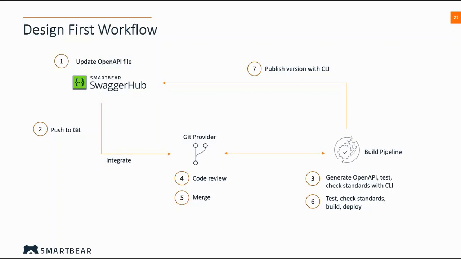At that point, you may run some tests. You may check standardizations. You move on from there to a code review. If everything matches, if everything looks good, you merge that. You do a final test, and maybe you do your final deploy as well. And this is where on step 7, you publish that within SwaggerHub to make sure that your API definition and your documentation is in line with what's in production. This is the workflow we'll be looking at in the demo.